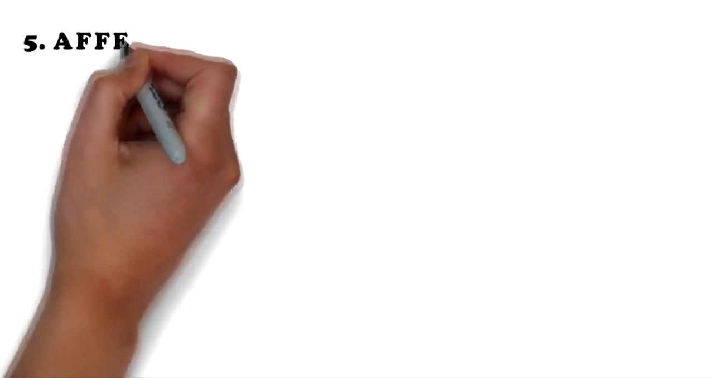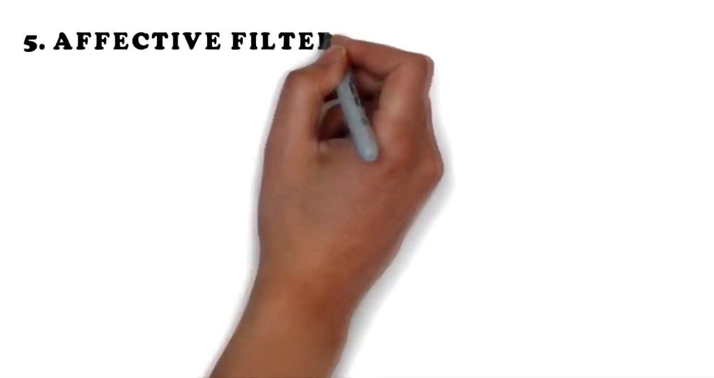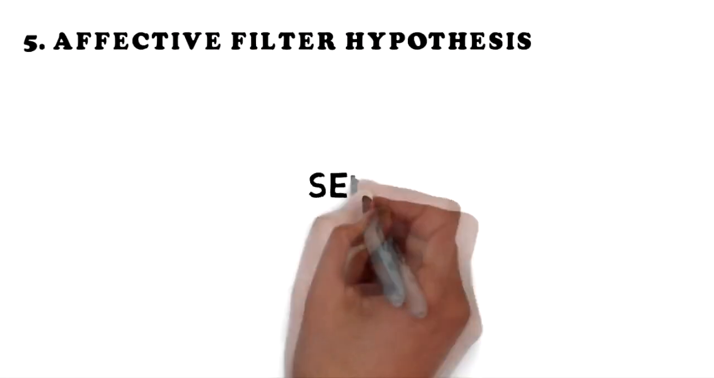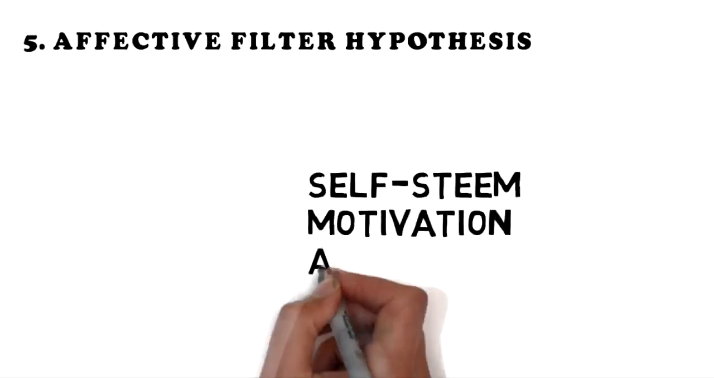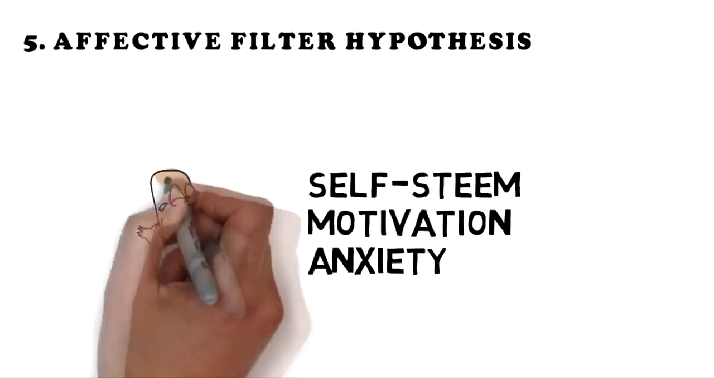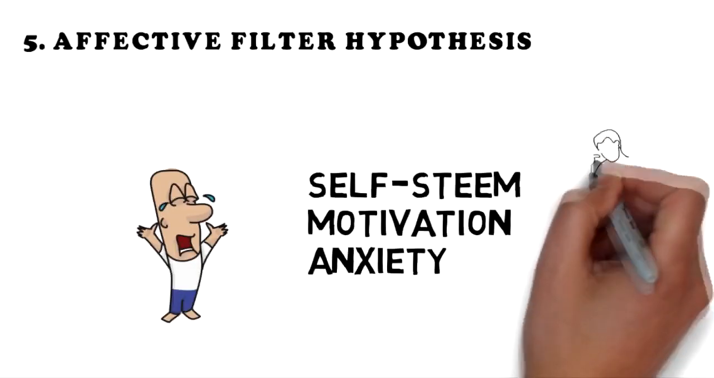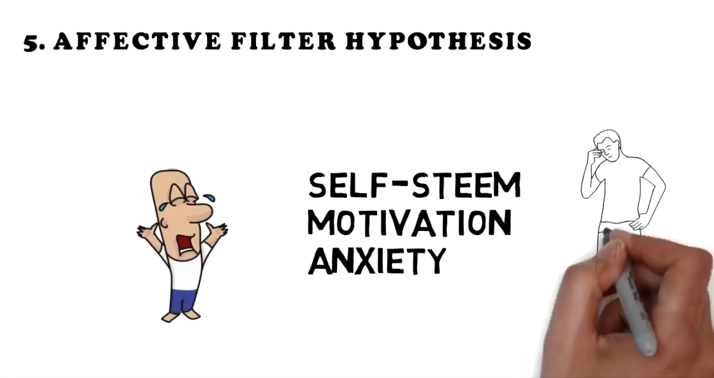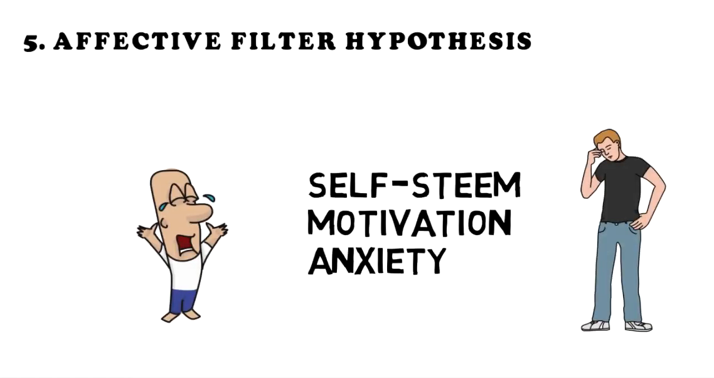The last hypothesis in the monitor model is the affective filter hypothesis. The affective filter says that a mental screen can be raised to filter information from reaching the acquisition center, which decreases acquisition of language.